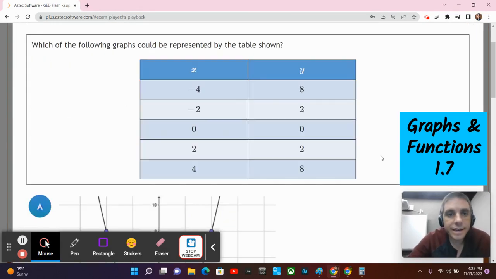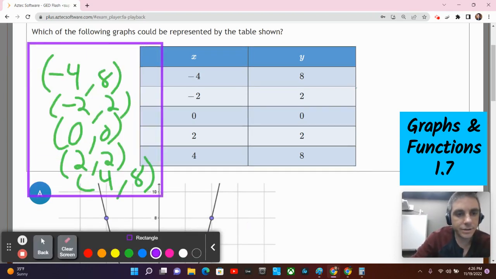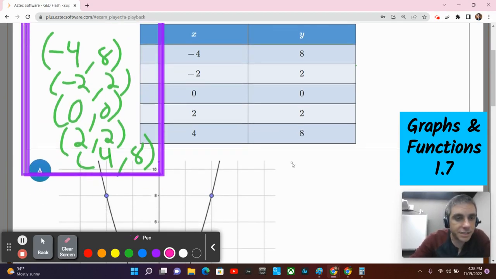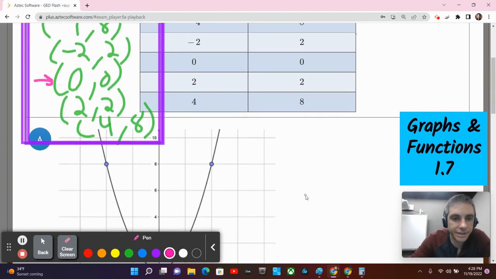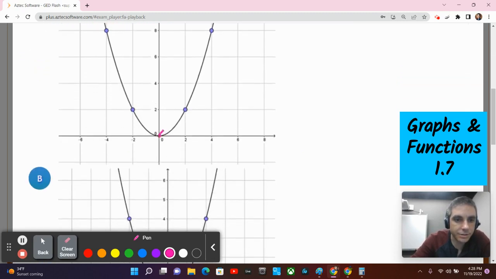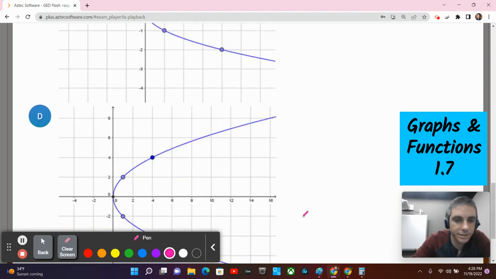Which of the following graphs could be represented by the table shown? You can see here that I've grouped all those numbers together as 5 ordered pairs. Okay, so let's go down and see which graph matches these 5 points. First one I'm going to look at is 0, 0, because that is right where the x and y axis meet. So we know that there should be a point at 0, 0. This first graph has it, second graph has it, third graph has it, and fourth graph has it.